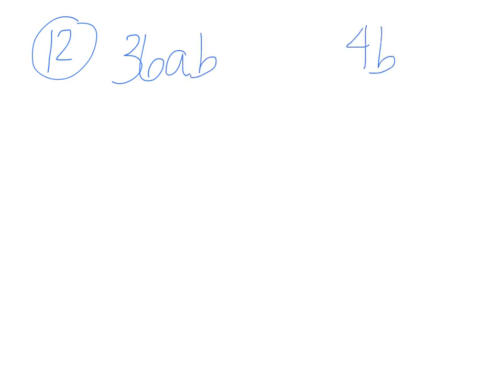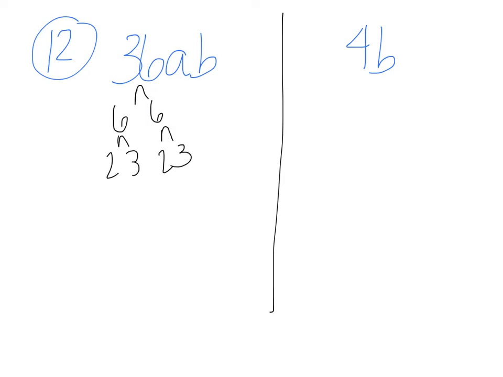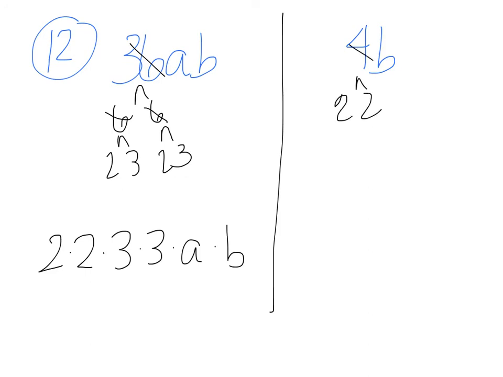Take a look at another example. This is going to be example 12. We have 36AB and 4B. So again, we're going to break these down, see what appears as prime numbers. So 36 is 2 times 2 times 3 times 3 times A times B. 4 is 2 times 2 times B.